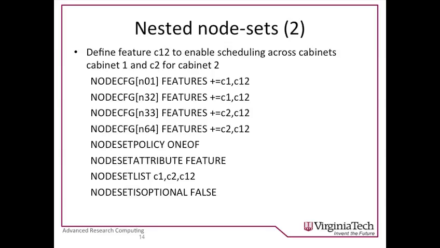So for example, node 1 has two features. C1, which means it belongs to cabinet 1, but it also has the feature C1,2, which basically means it belongs to either cabinet 1 or cabinet 2. So we add to all the nodes the feature C1,2. And now, in the node set list, we put C1, C2, and then C1,2. And the policy can be either one-off or first-off.